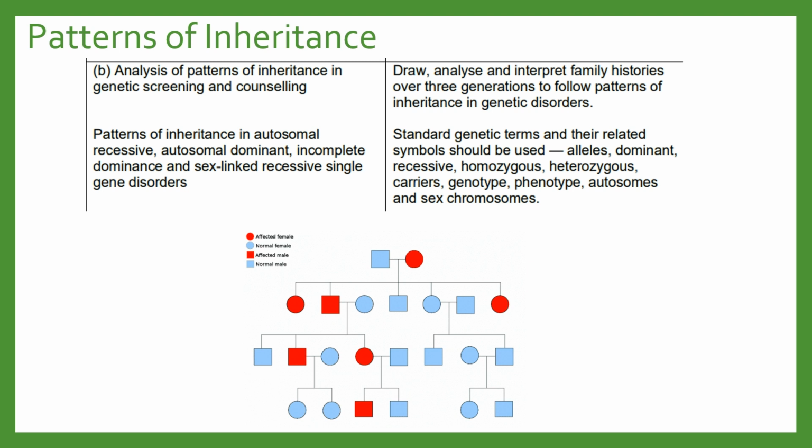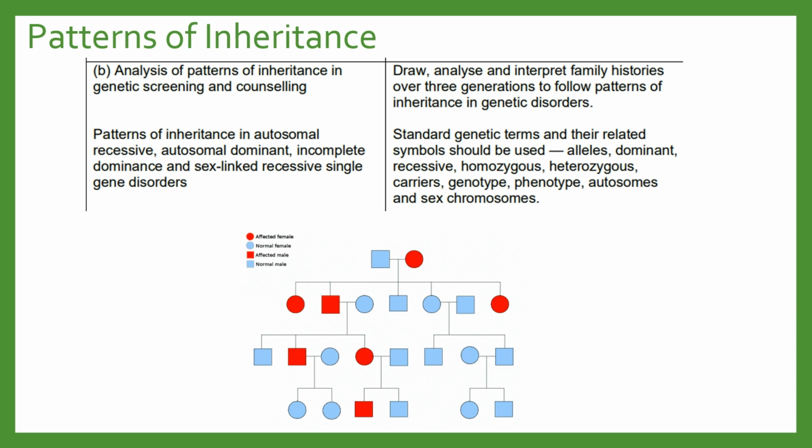So the patterns of inheritance you need to be familiar with are autosomal recessive, autosomal dominant, incomplete dominance, and sex-linked recessive gene disorders. You'll also hear a number of genetic terms and be expected to use them and describe what they mean. Those are alleles, so the different versions of genes, the different traits. Dominant, the allele which is expressed. Recessive, the allele which is suppressed.